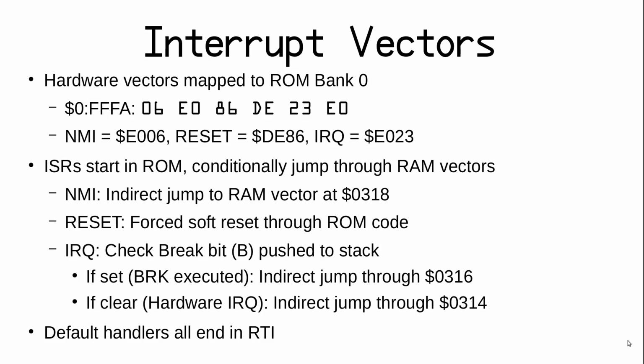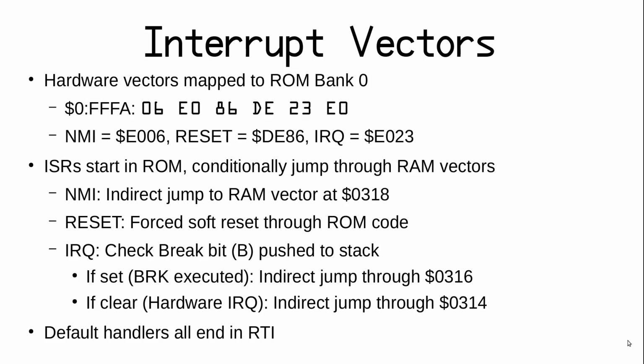If the B bit was set, then this interrupt was triggered by the BRK instruction, and the default break handler will be called indirectly through a RAM vector at hex 0316. This will effectively stop your program and go straight to a BASIC prompt, where you could peek at the current state of RAM, which is helpful in debugging for the actual hardware. On the emulator, you could just set a breakpoint in the built-in debugger and not have to modify your code.